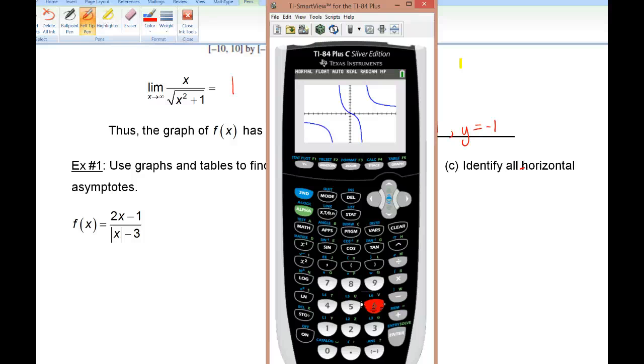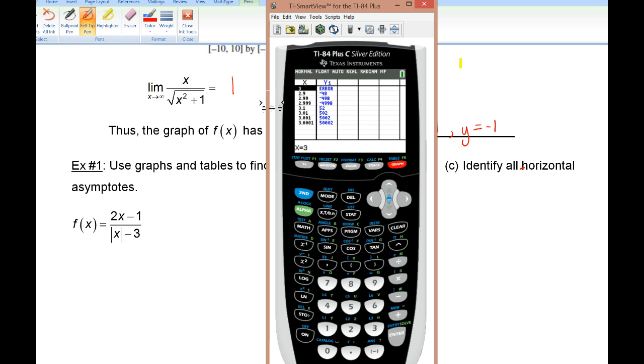Okay, how can we find that? We could trace. We could go to the table. So you went to the table, and then it kept getting closer to 2. Mine didn't work. The graph. Do you have to find the stuff in the middle? Does that apply to what we're doing in the notes?